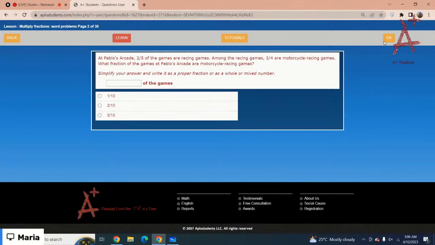At Pablo's Arcade, 2/5 of the games are racing games. Among the racing games, 3/4 are motorcycle racing games. What fraction of the games at Pablo's Arcade are motorcycle racing games? So the racing games are 2/5 of the total. Got it? And out of 2/5, 3/4 are motorcycle racing games. So basically, what you have to do.